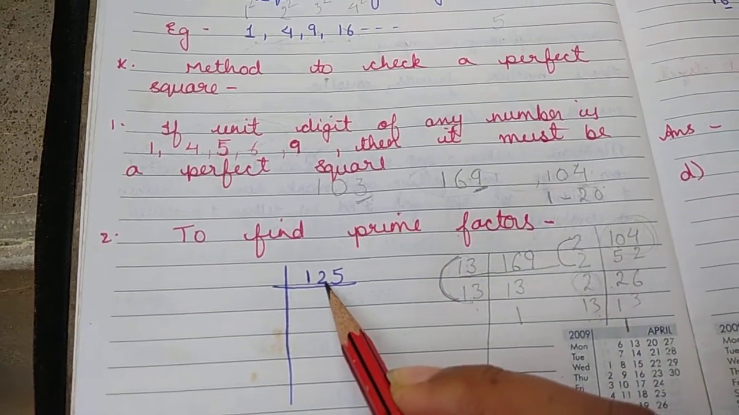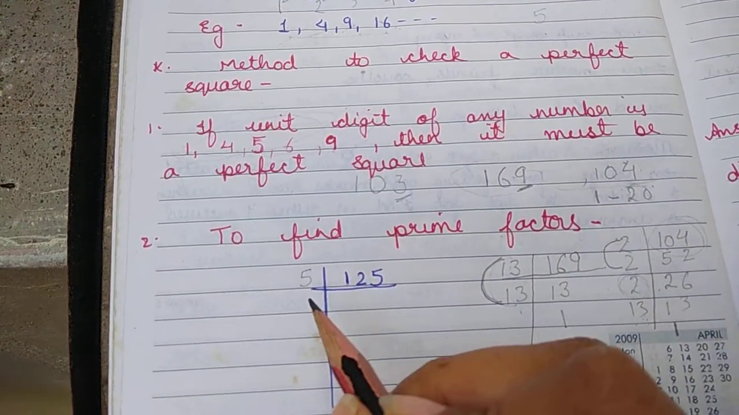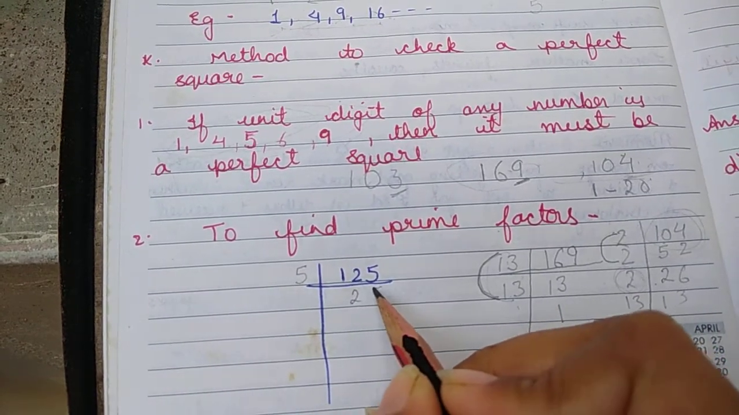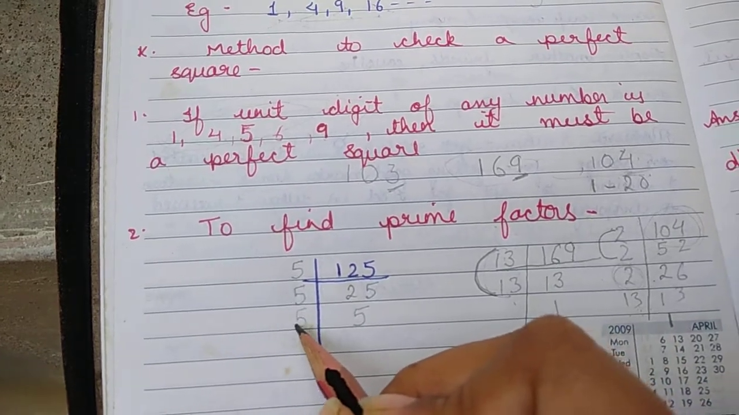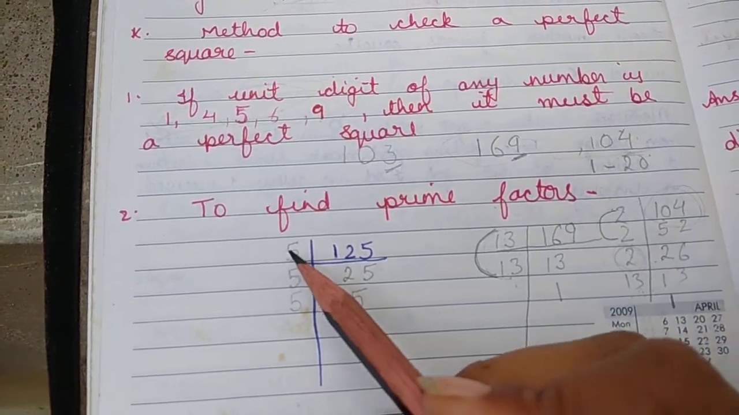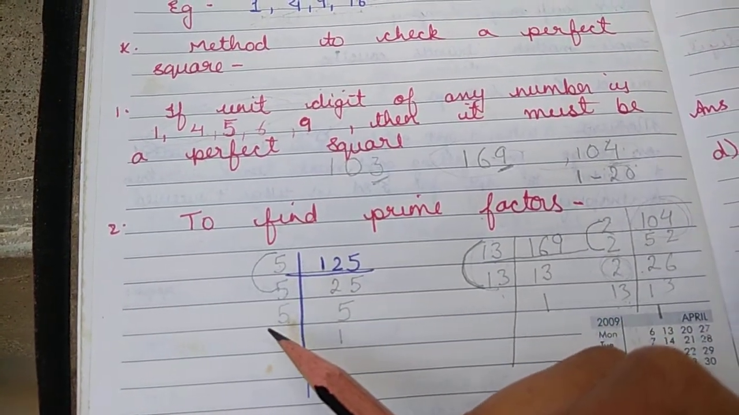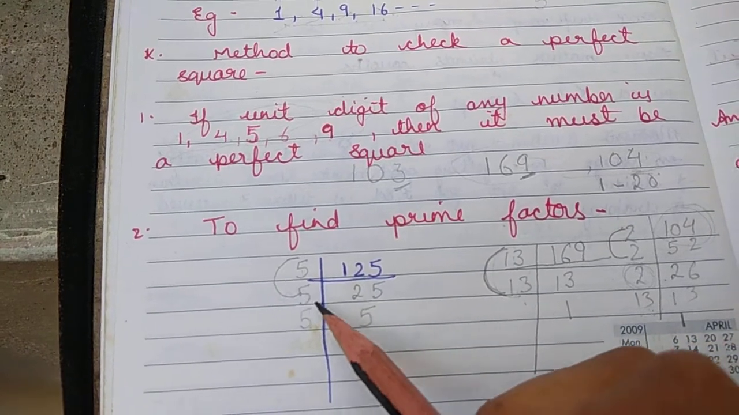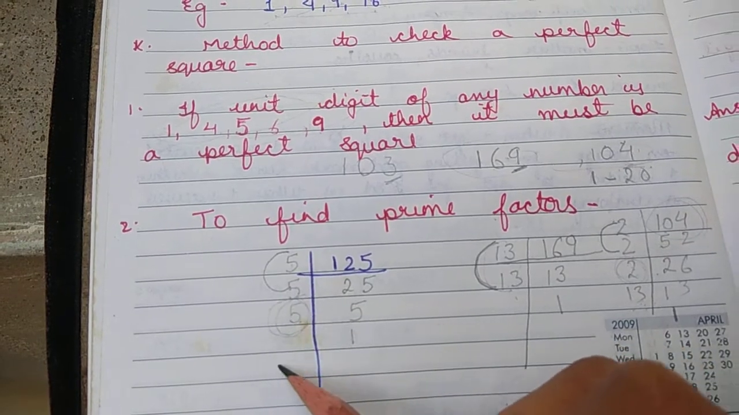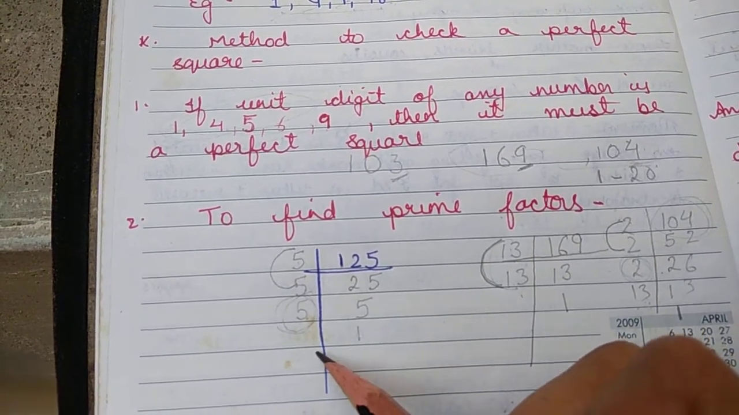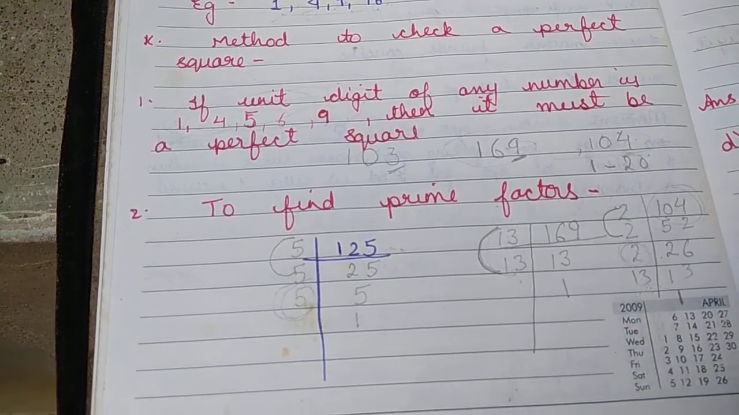I have one more number for you, 125. First we'll do it with 5. 5 2s are 10, 5 5s are 25, then 5 5s are 25, then 5 1s are 5. So what have we got? 5 5 5, 3 5s we have got. Okay, so we can make a pair from the first two 5s, but then there is one more 5 which we can't pair up with anything. We don't have one more 5, so this 125 is not a perfect square number.